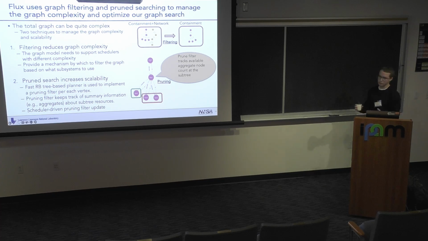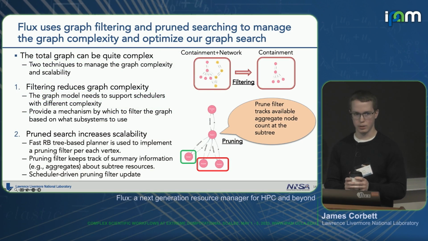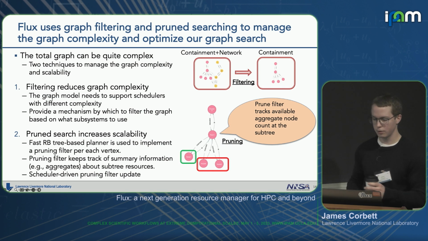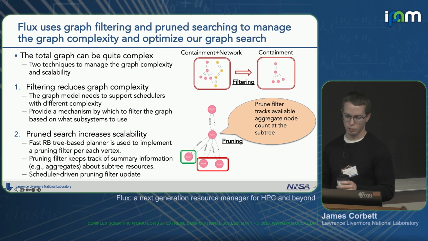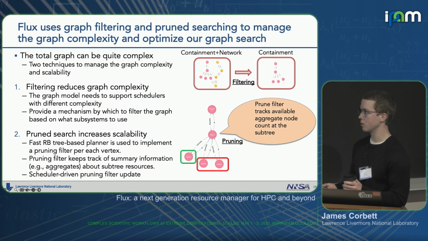So resource graphs for large clusters can become quite complex. So Flux uses graph filtering and prune searching to manage the graph complexity and optimize our graph search. Filtering reduces graph complexity. Since the graph model needs to support schedulers with different complexities, Flux provides a mechanism by which to filter the graph based on what subsystems to use. So you can see a simplified example at work here, where we remove the network portion of the resource graph to consider only the containment section.